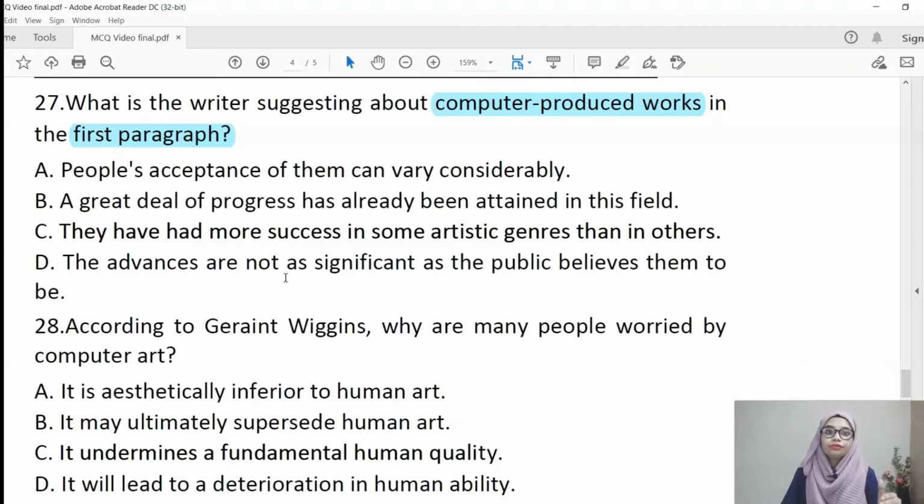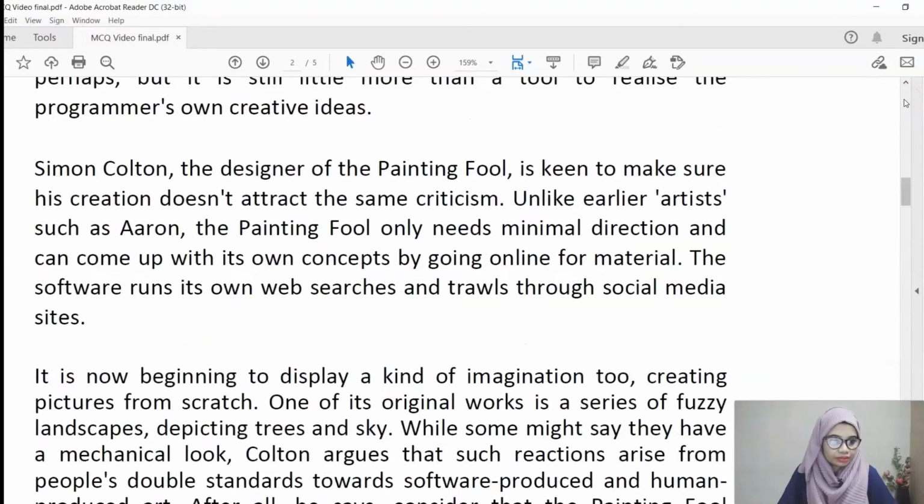But now, for teaching's sake, I'm going to go through every single option and tell you why it might be the correct answer or why it might be the wrong answer. So people's acceptance of them can vary considerably. So let's see. People's acceptance. Now, does the paragraph say anything about people's acceptance?